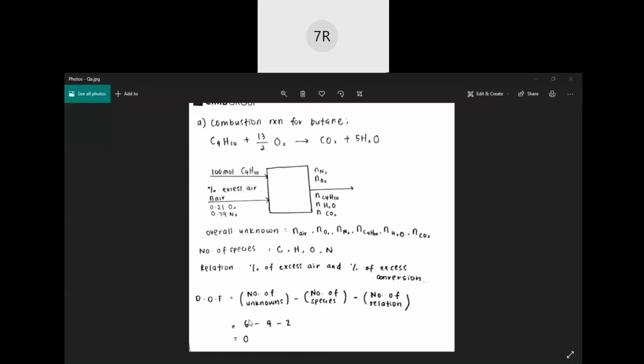So for the number of unknowns, there are 6. There are 4 species, and the number of relations is 2. So it equals 0. That means it has enough information to determine the composition of product gas. Okay, that's all for me. Thank you. Got question kah?